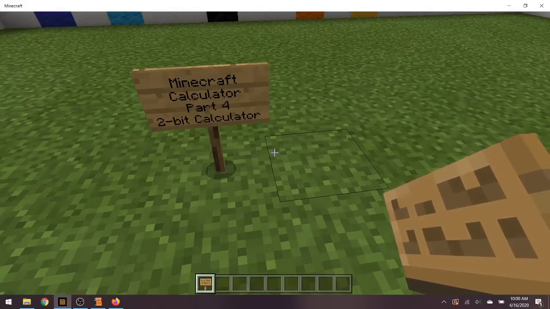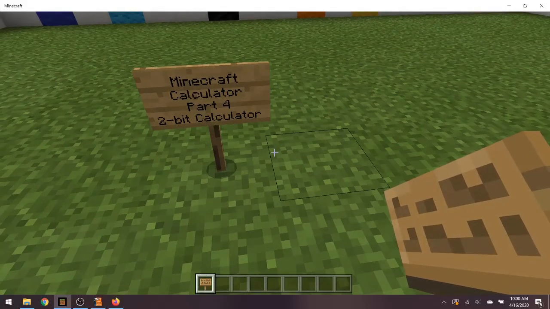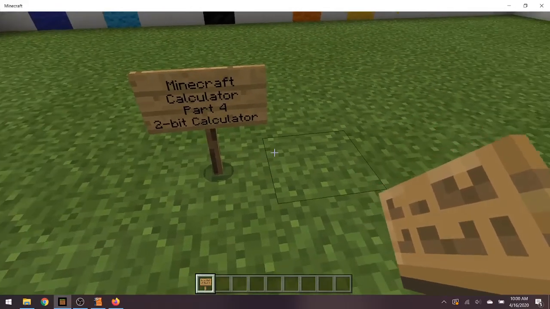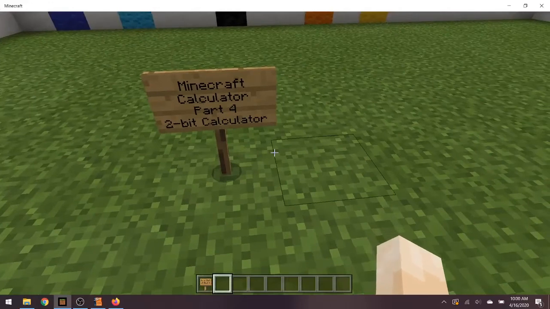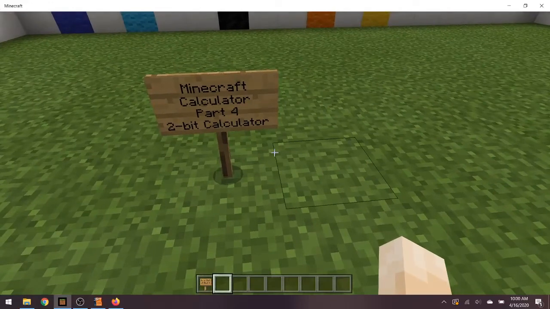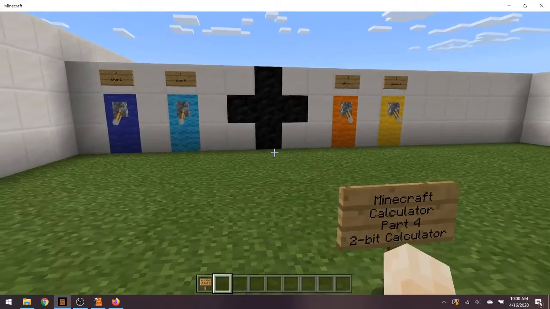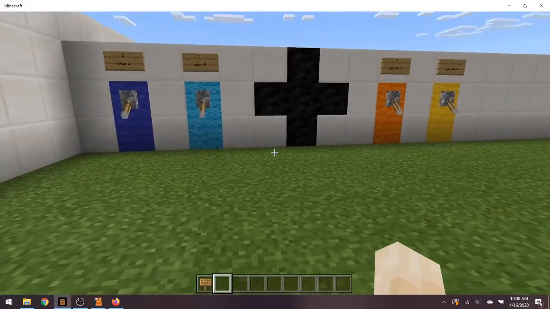Hey, welcome. This is Mr. Kestel. This is part 4 of the Minecraft calculator series, looking at the 2-bit calculator that puts all of the pieces from earlier videos together. If you haven't watched those, then I would suggest watching those first before watching this video.